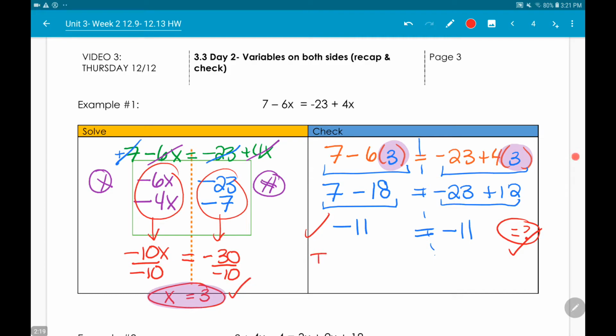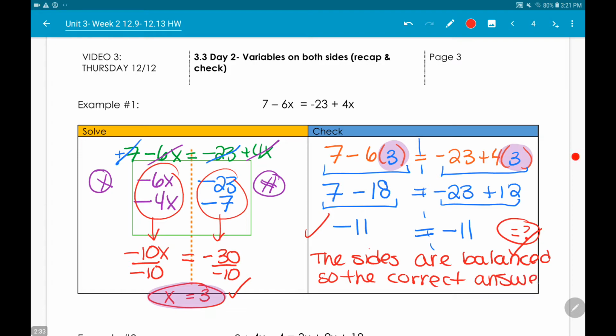So the sides are balanced. So the correct answer is x equals 3.